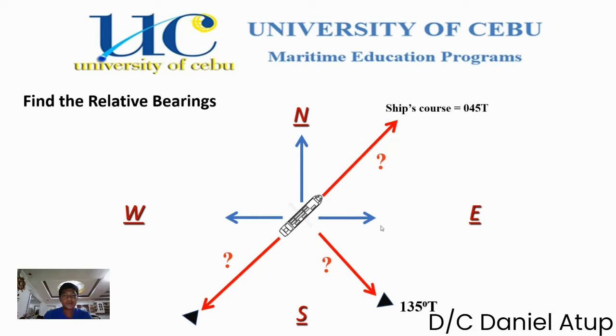Now find the relative bearing. In this ship heading, we will start at 000 degrees relative. Then on our starboard side is 090 degrees relative. Then at our stern is 180 degrees relative. So that's our relative bearing.